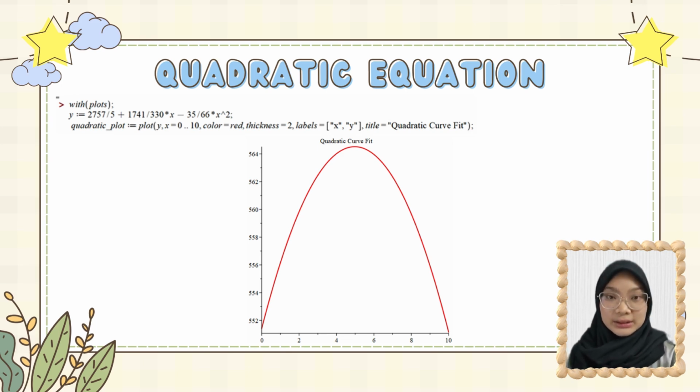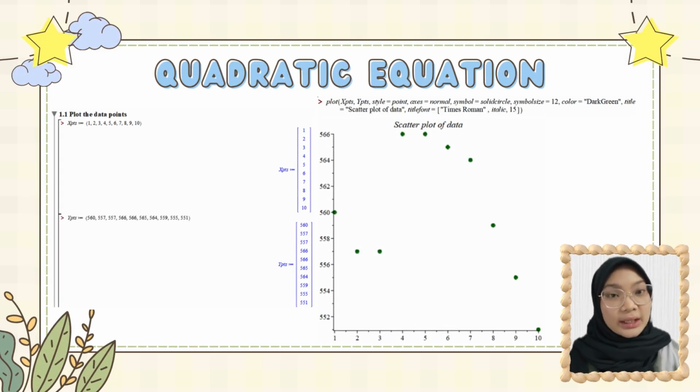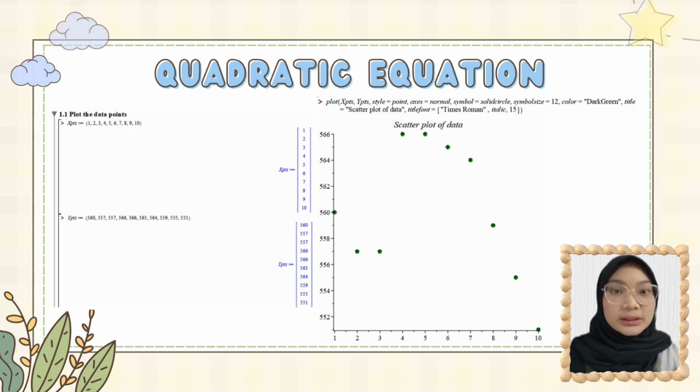For the x-axis, we use a scale from 0 to 10, and we get the shape of the graph, a parabola that opens downward, also known as concave down. For the second, we have the scatter plot graph. This graph shows the original data points. The x-axis represents the dates from 1st January 2024 until 10th January 2024, while the y-axis shows the number of unemployed people for each date.